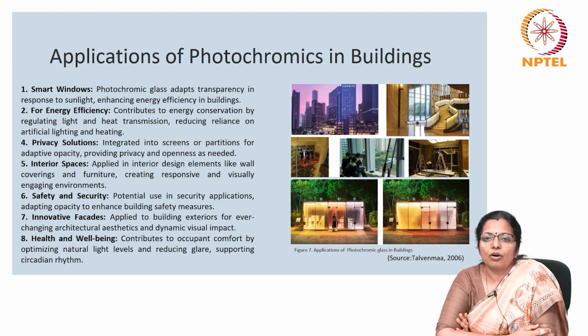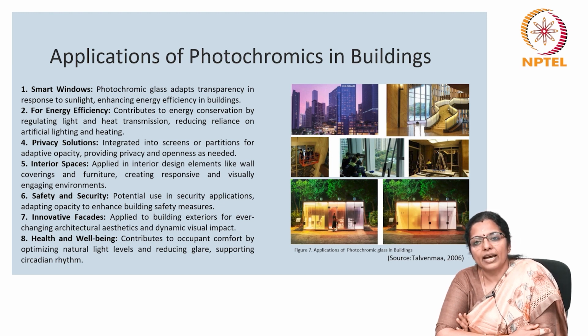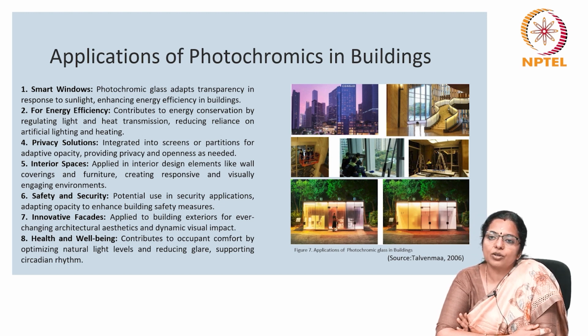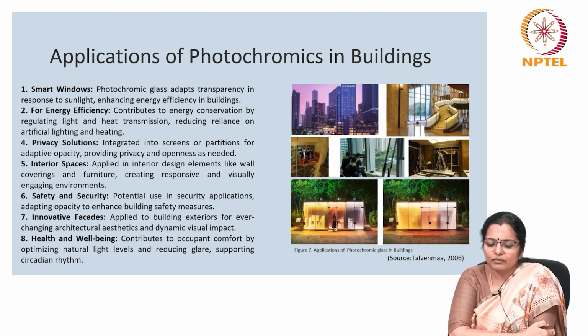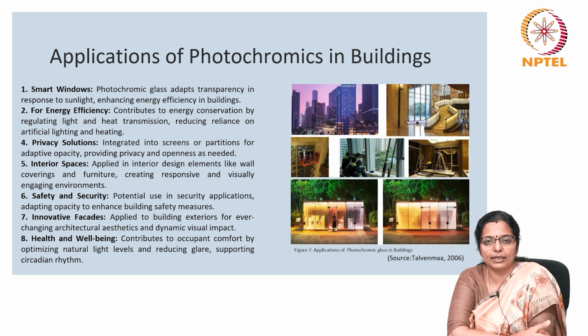They can be used on innovative facades by being applied to building exteriors for ever-changing architectural aesthetics and dynamic visual impact. They can also be used for health and well-being, as it contributes to occupant comfort by optimizing natural light levels and reducing glare, supporting the circadian rhythm. So, here we see the various architectural applications of photochromics in buildings.